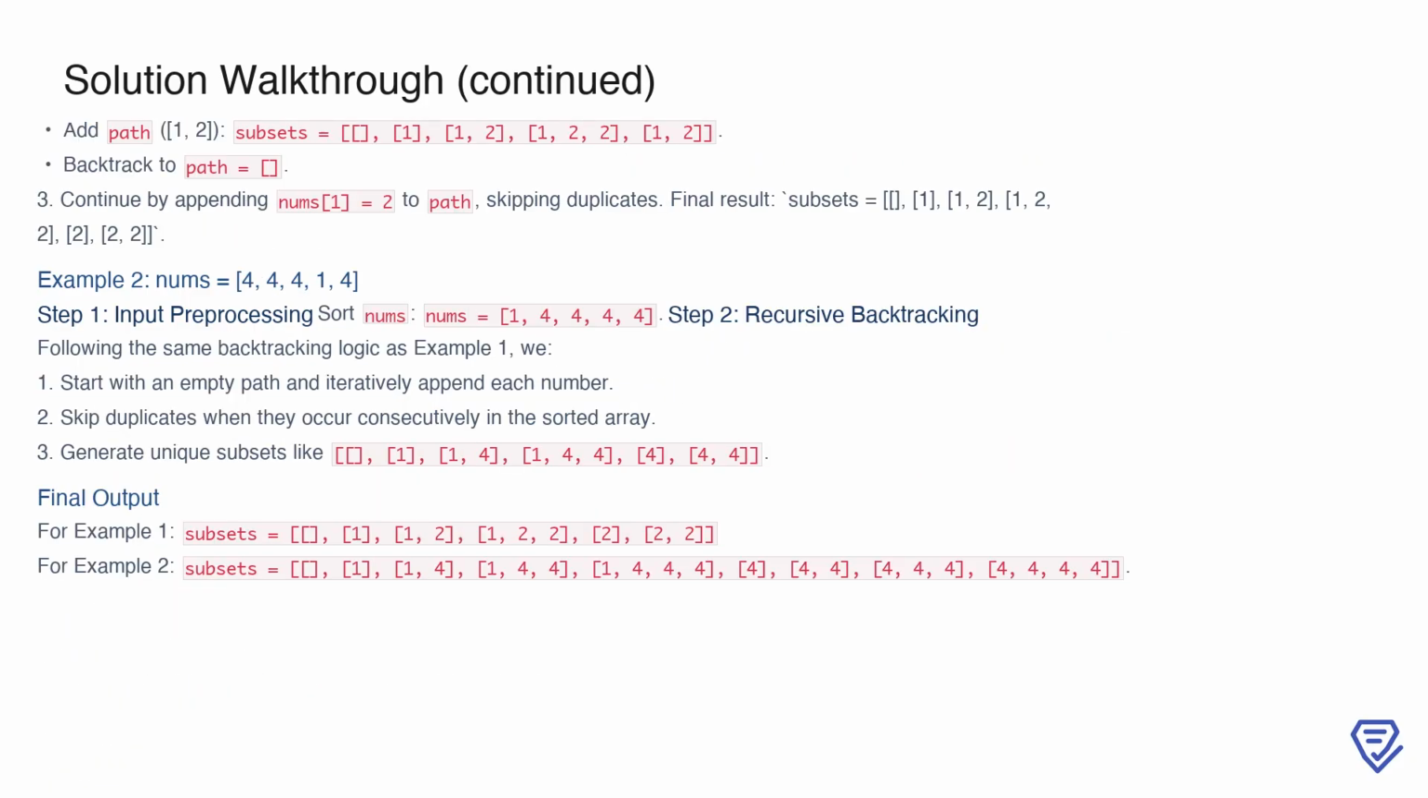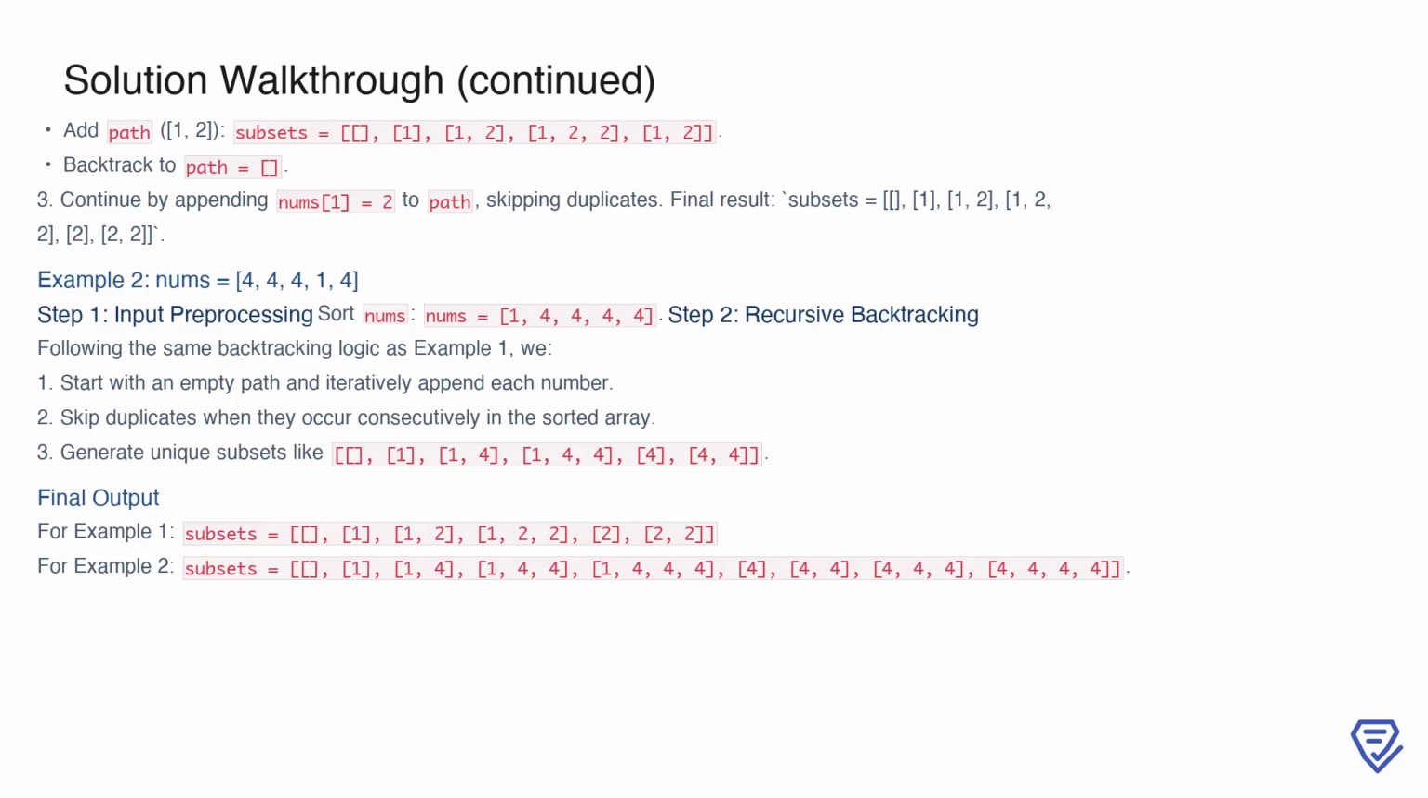After backtracking further to 1, we append nums[2] equals 2 again, generating the path [1, 2], which is added to subsets as a unique subset, making it subsets equals [[], [1], [1, 2], [1, 2, 2]]. Subsequently, we backtrack completely to the empty path, and continue by appending nums[1] equals 2.